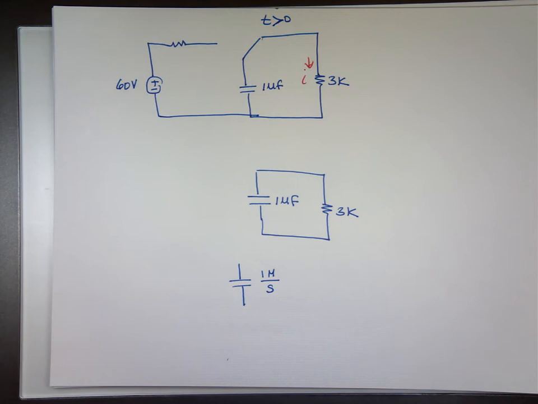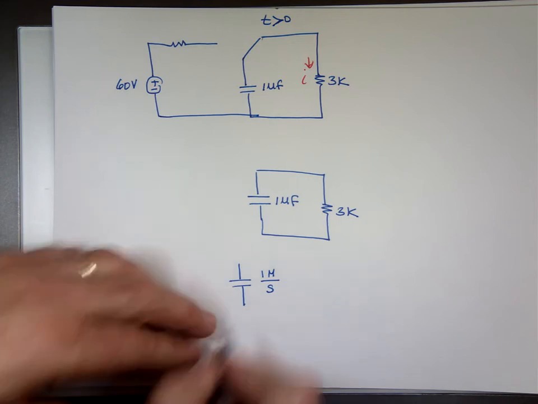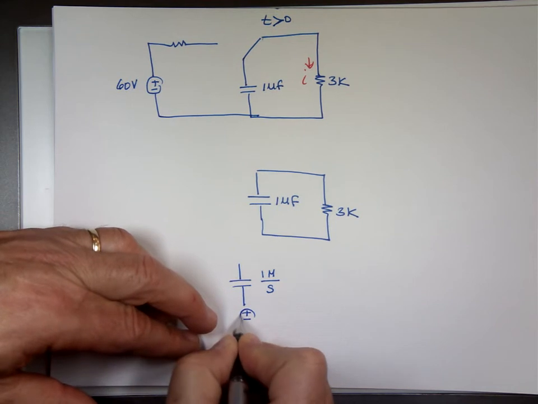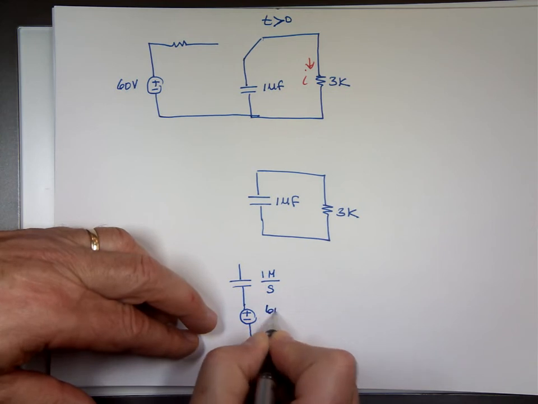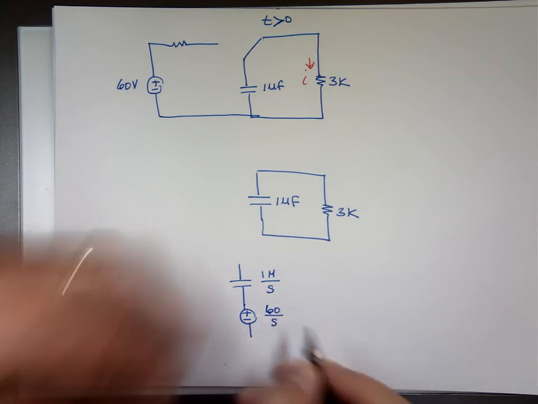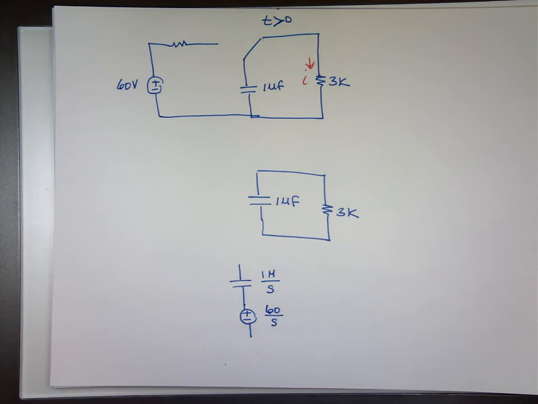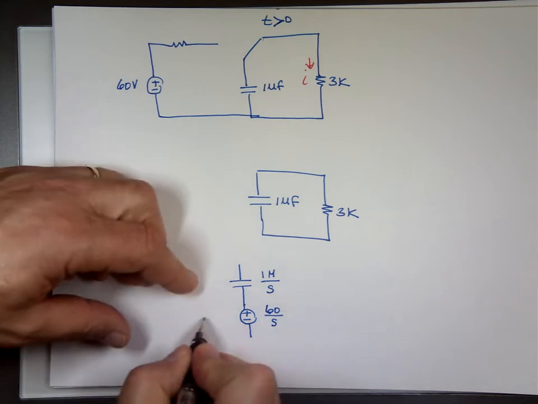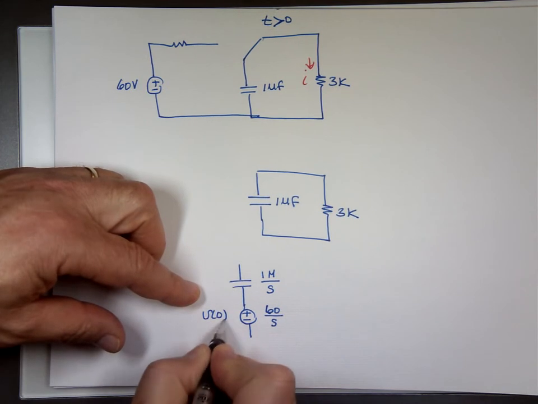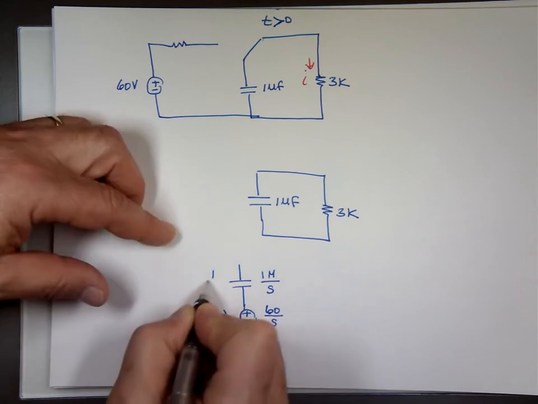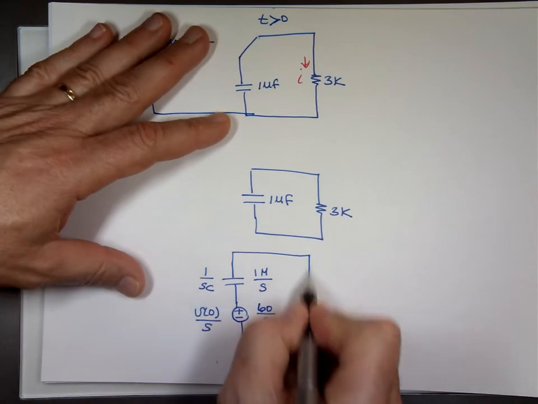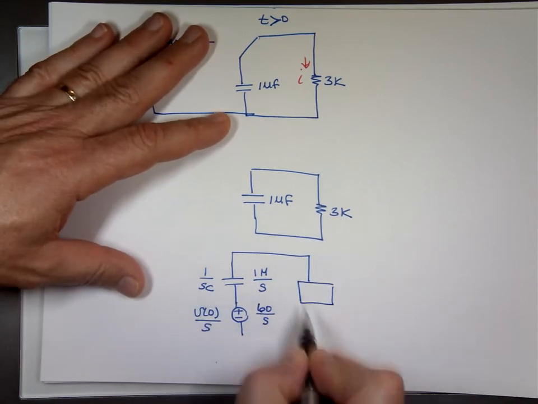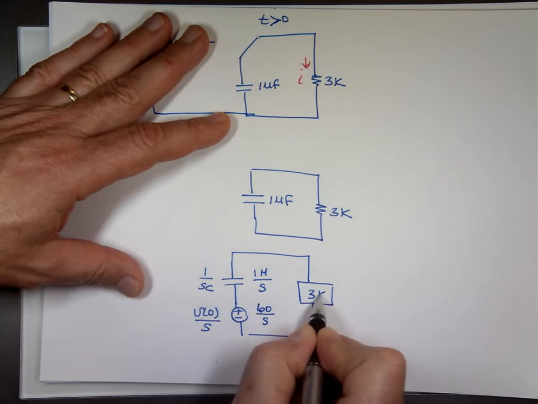A voltage source here, plus to minus, of the initial condition, which is 60 divided by S, V0 over S. So again, this is V of 0 over S. This is 1 over SC. And this is 3K here. And you want to find that current right there.